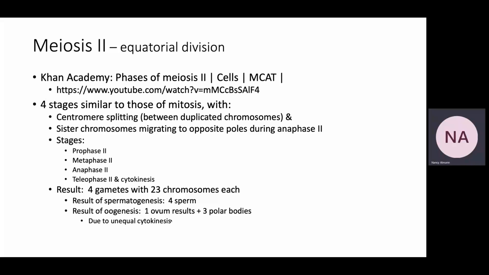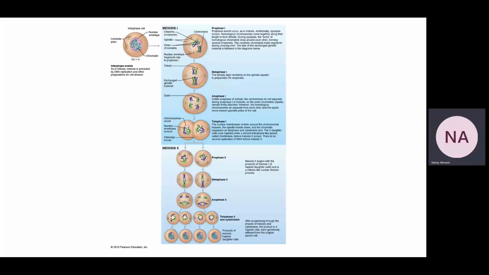The result of spermatogenesis is 4 sperm. Let me repeat that. At the end of spermatogenesis, you'll have 4 viable sperm. At the end of oogenesis, you have 1 ovum and 3 polar bodies, which are these smaller, non-viable cells because of unequal cytokinesis. And that shows you a chart of what's going on. So make sure you take a quick look at that.